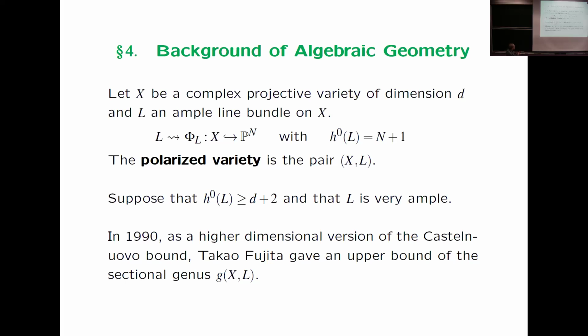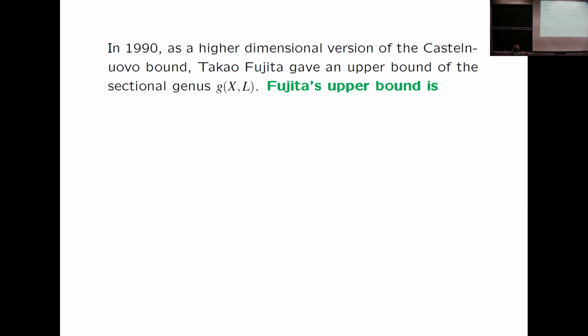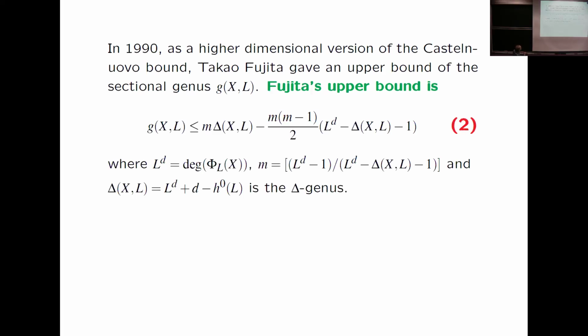Then, again this is from 30 years ago, the Japanese algebraic geometer Takao Fujita gave an upper bound of the sectional genus. This is the higher dimensional version of the Castelnuovo bound. What is Fujita's upper bound? It is something like this. I don't want to discuss the details of this. In any case, what is important is that some invariant is less than or equal to some other invariant. I don't care about each invariant.